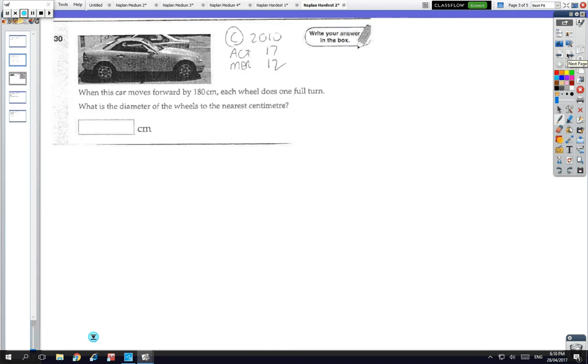All right, next question, question 30. Again, pretty low percentages. Okay, the car moves forward by 180, and that's the revolution of the wheel, which is the circumference. So see how you go with this one.